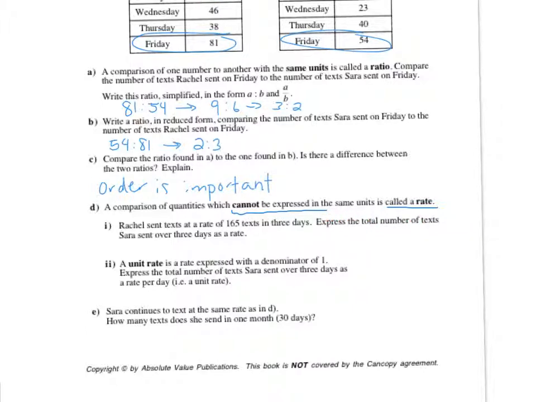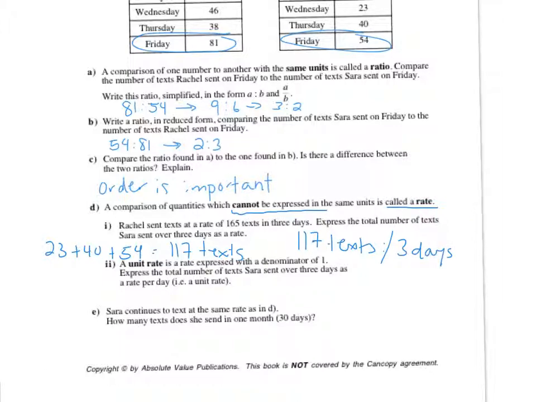Express the total number of texts Sarah sent over 3 days as a rate. So we need to look at Sarah's data, and there's Sarah's data. So let's add them up. 23 plus 40 plus 54 equals 117 texts. Now if we express this as a rate over 3 days, it's 117 texts per 3 days.